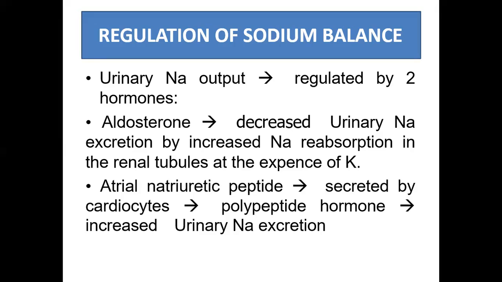And the other hormone was ANP. And its role is somewhat opposite to that of aldosterone. Okay. It will cause increased excretion of sodium. Whereas on the contrary, what was aldosterone doing? It was preserving sodium at the expense of potassium. It was excreting out potassium and reabsorbing sodium. And ANP is basically excreting out sodium in urine.